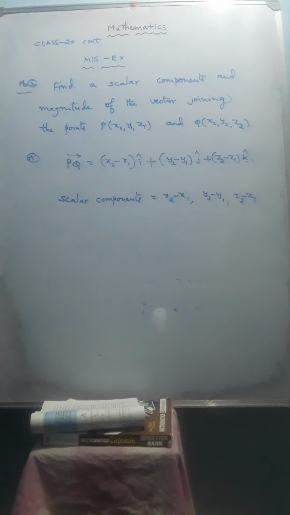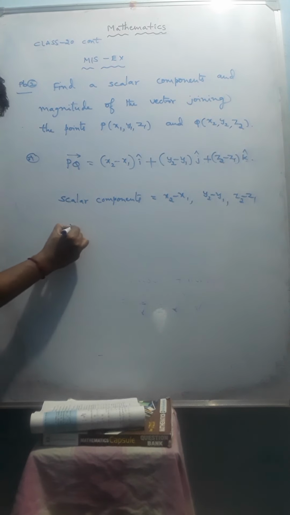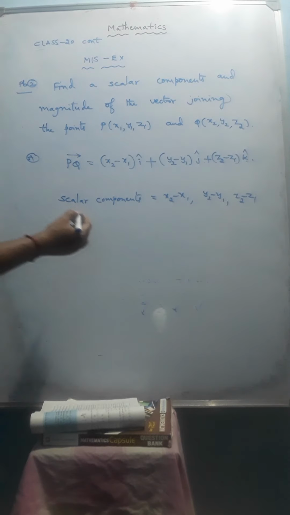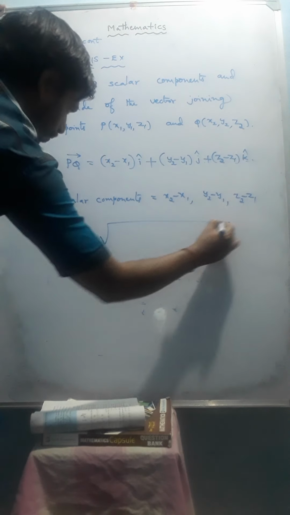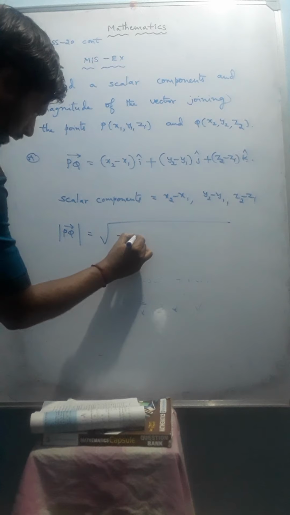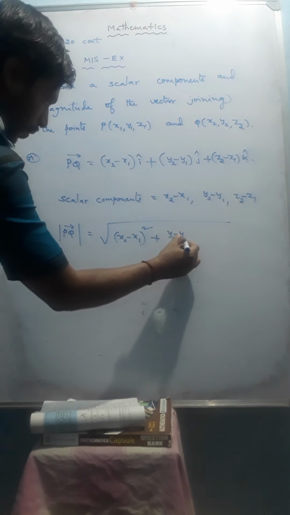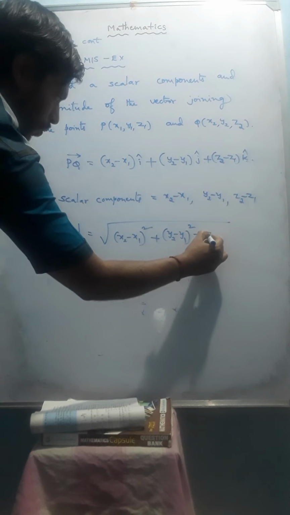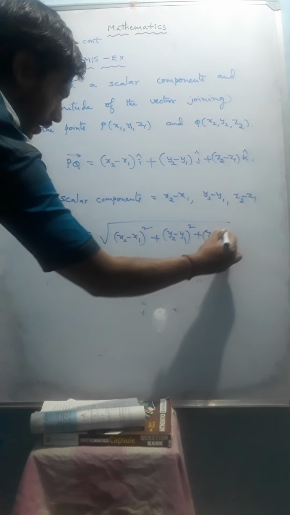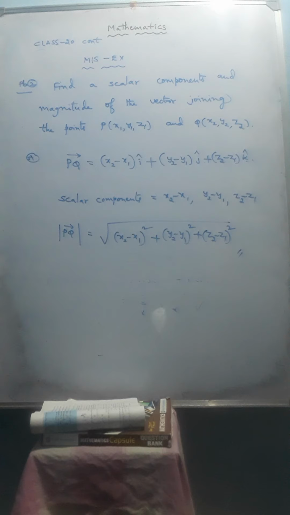Next, magnitude of PQ. Magnitude of PQ means modulus PQ is equal to square root of x2 minus x1 whole square plus y2 minus y1 whole square plus z2 minus z1 whole square. Okay, right. That is the magnitude of the vector joining P and Q. So this is one answer, this is the second answer.